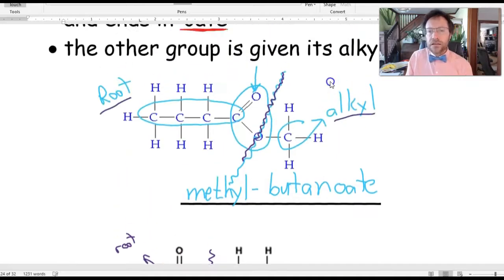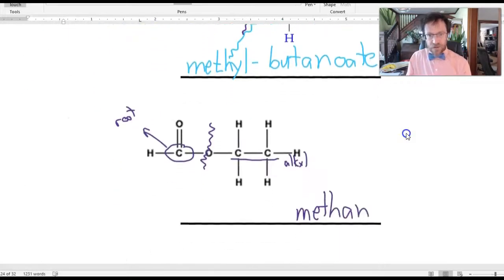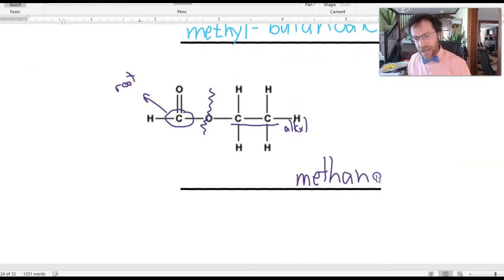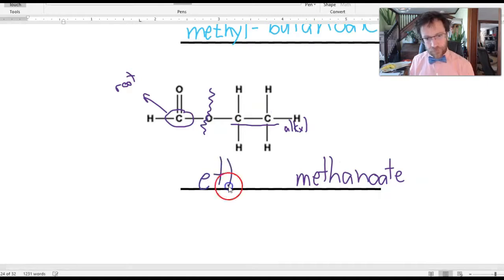Oh wait, how do I end these? Oh yeah, O8. I'm going to end it in O8. So it's not going to be methane, it's going to be methanoate. O8, not O, but O8. Okay, so methanoate, and my alkyl group, ethyl. There's our organic chemistry mascot again. Ethyl methanoate.